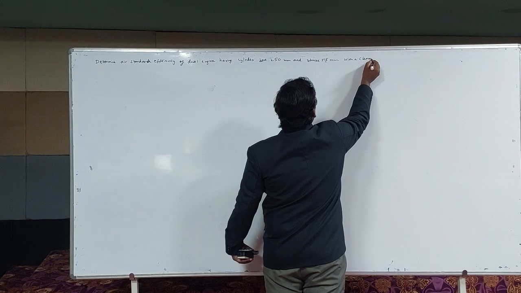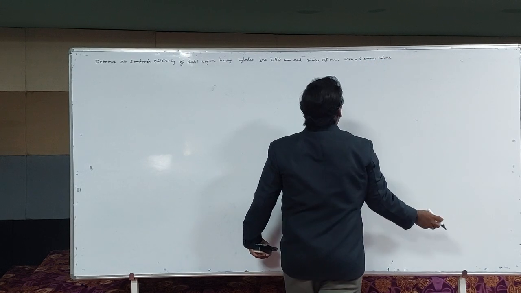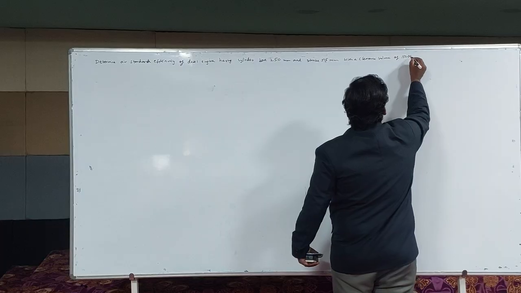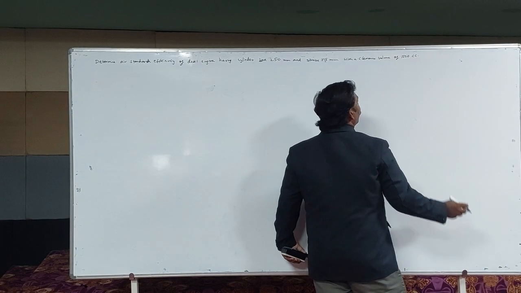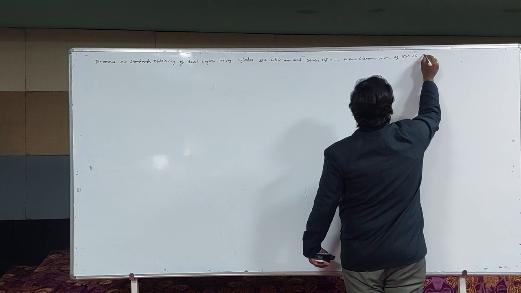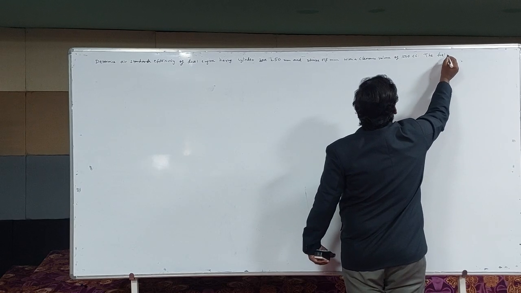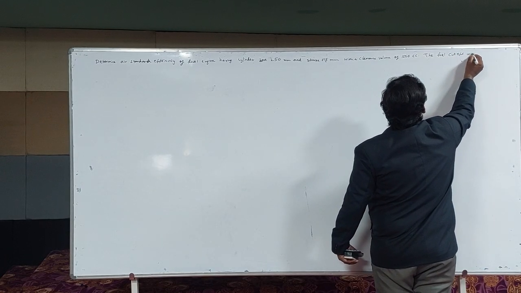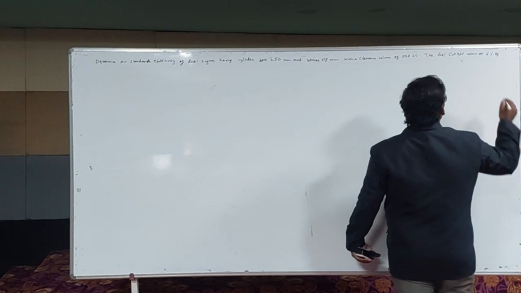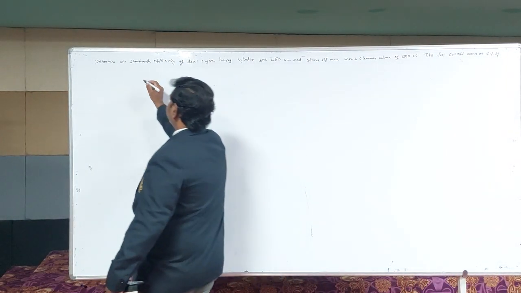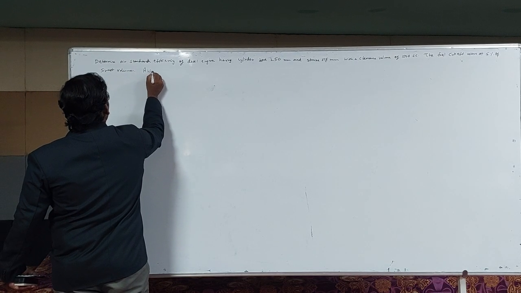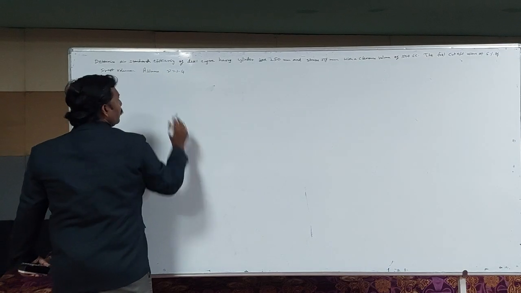with a clearance volume of 1500 cc. If the fuel cutoff occurs at 5% of swept volume. Assume gamma is equal to 1.4.